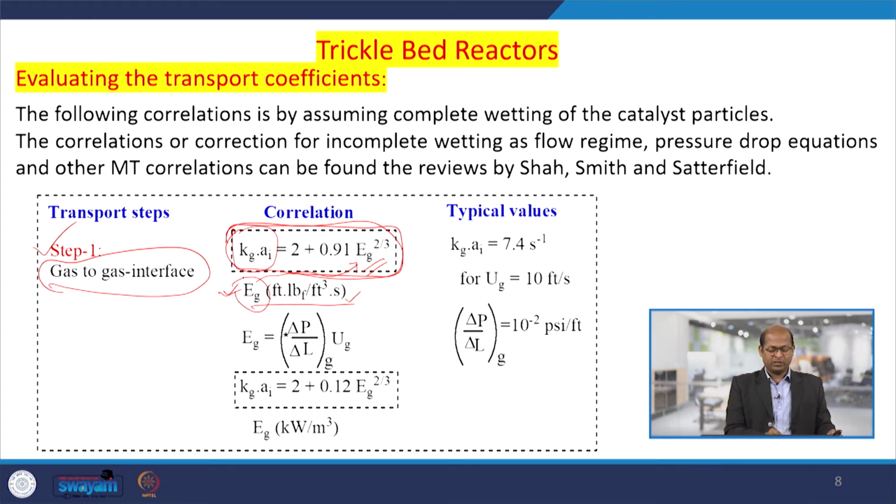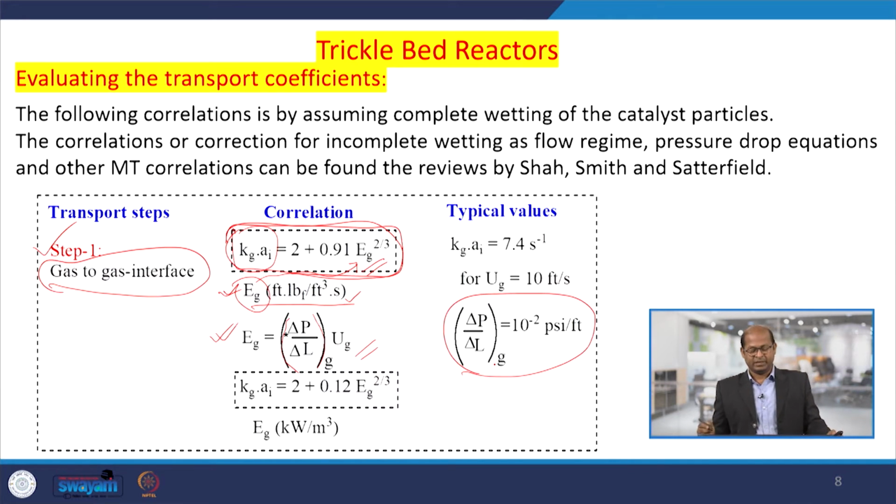So, how to find out EG? EG we have to find out using these correlations here, delta P L, delta P by delta L into UG. So, delta P by delta L, what is that? Delta P by delta L, that is the pressure drop per unit length of the reactor or systems, that would be given. So, here let us say this is delta P by delta L, that is given 10 to the power minus 2 psi per feet, pressure per unit length.